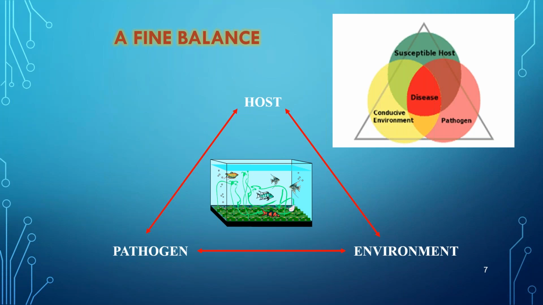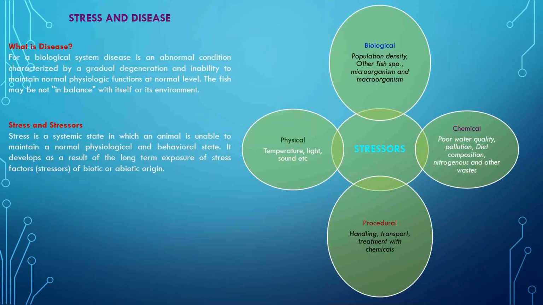So there's a fine balance between the host, the environment, and the pathogen. The more susceptible the host is, the more prone the pathogen is to attack them, and the environment being conducive will add to boosting the effect, thus resulting in a diseased condition. Once this fine balance is broken in any of the three cones, disease is bound to occur.